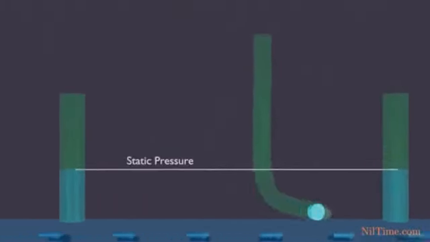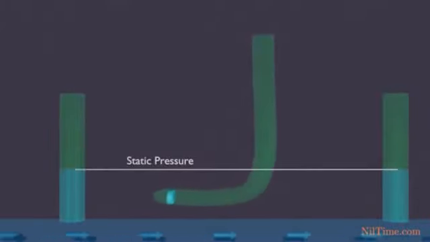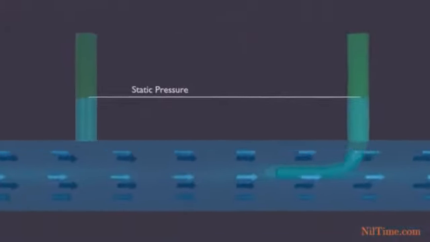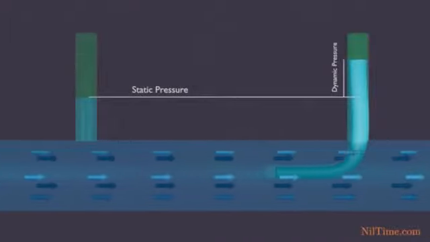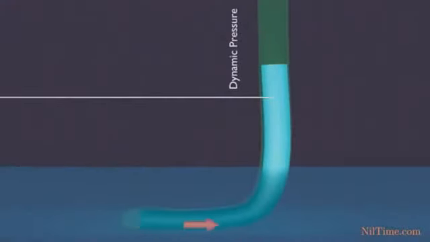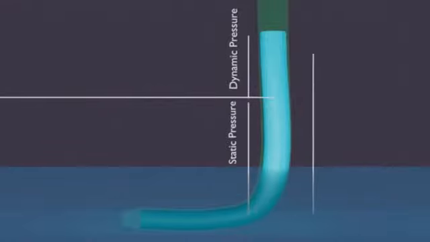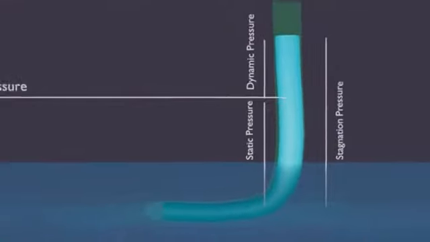But what if we replace it with a pitot tube? The column height of the water will increase. And this extra height is called the dynamic pressure, caused due to stagnation pressure. When the water particle enters the pitot tube, its velocity will convert to dynamic pressure. And stagnation pressure is the total sum of static and dynamic pressure.